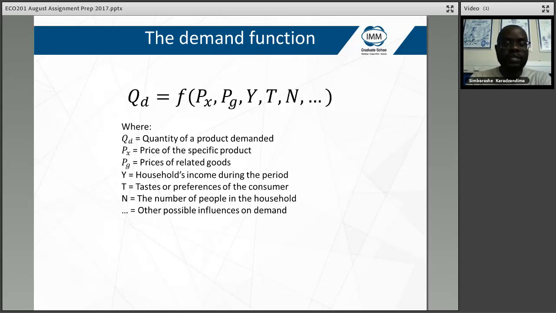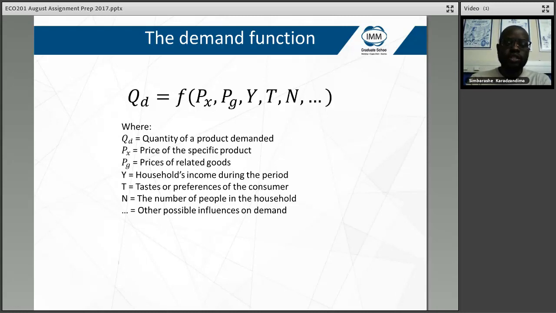So we have our demand function. Remember, we can explain demand using equations. We can use graphs, we can use words, or you can use tables. So in this case, we are going to use an equation which summarizes our quantity demanded is a function of price of the specific product, price of related goods, the income of the consumer, taste and preferences, the size of the household, and those dashes there representing other determinants of demand that are not mentioned.